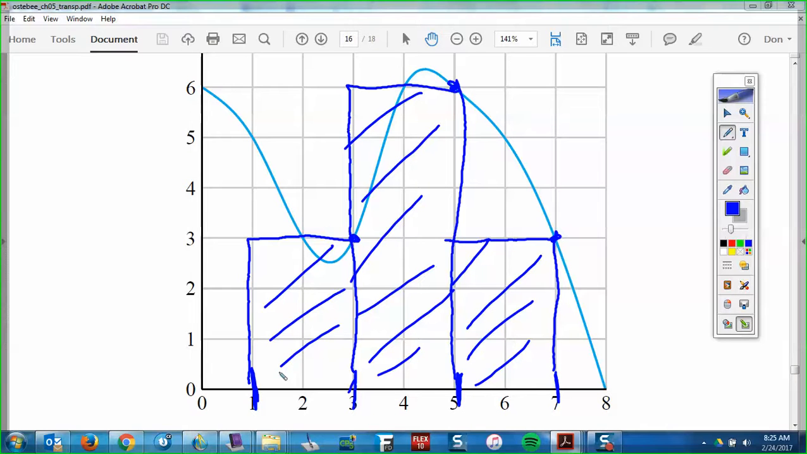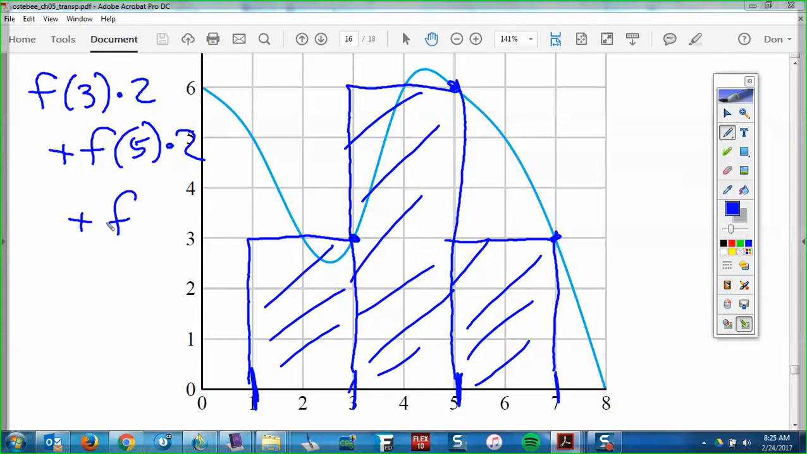But we didn't need to draw them here. All we really needed to do was what? Where's my right edge? F of 3 times the width, 2, plus F of 5 times 2, plus F of 7 times 2, right? So when you do right edge, you're always going to the first right edge, right?